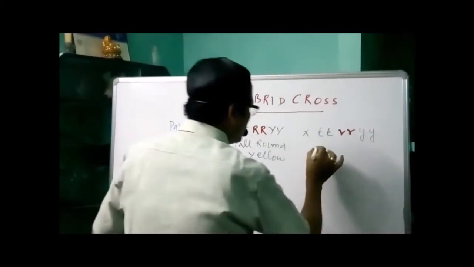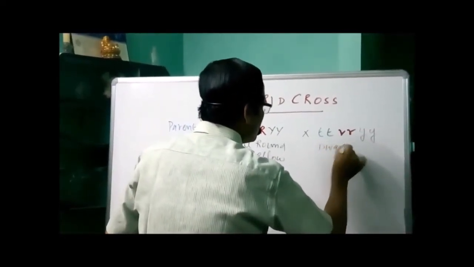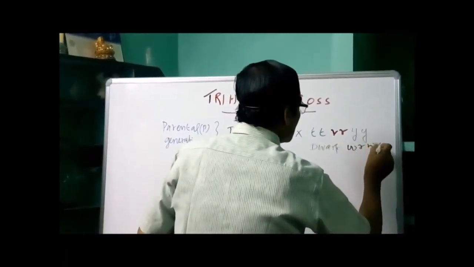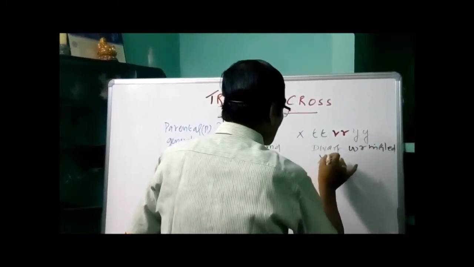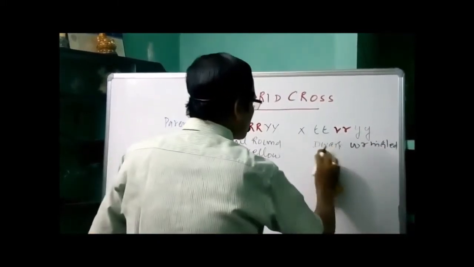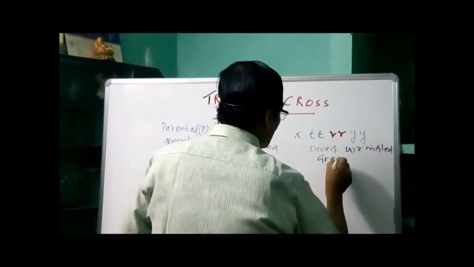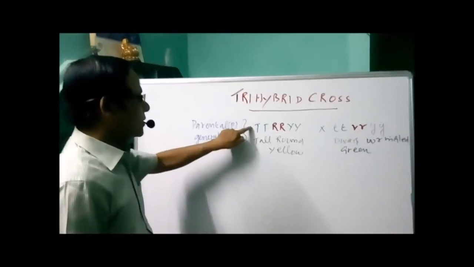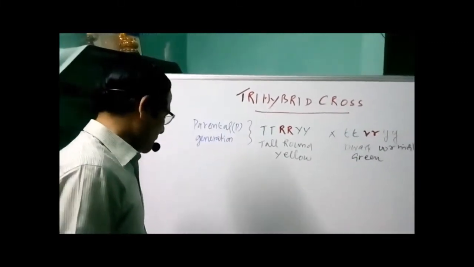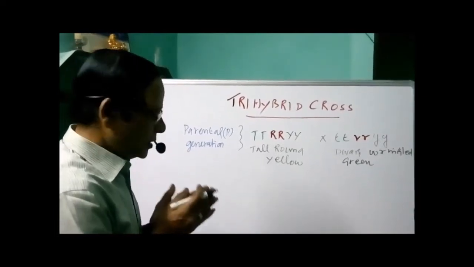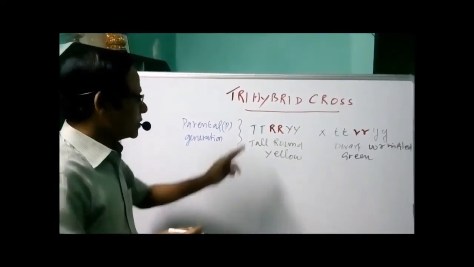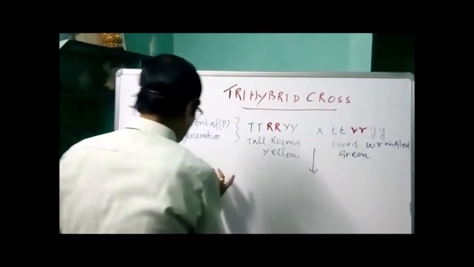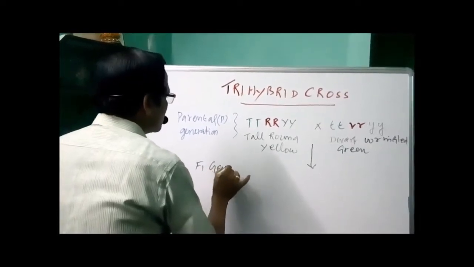So this is dwarf, wrinkled, with the green cotyledon. This is the nature of the parental generation. This is the genotype and this is what we call the phenotype. When the cross is effected between pure homozygous individuals which are differing in three pairs of characters, we receive the F1 generation.